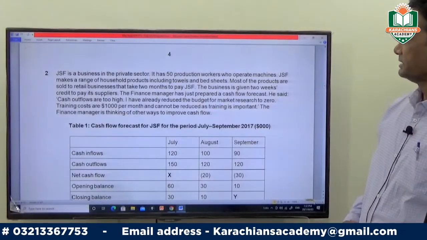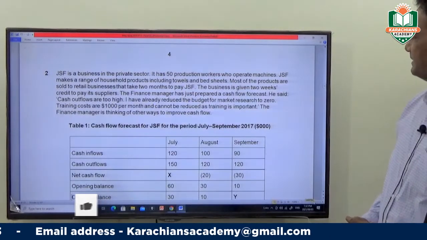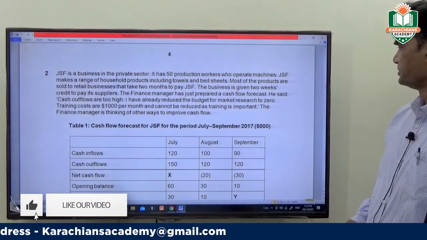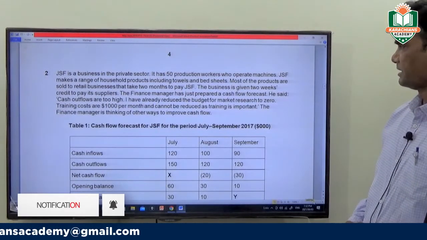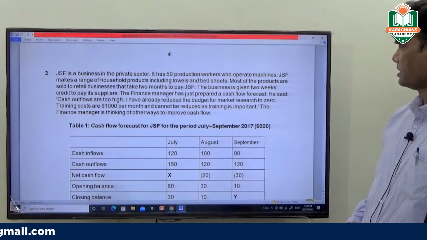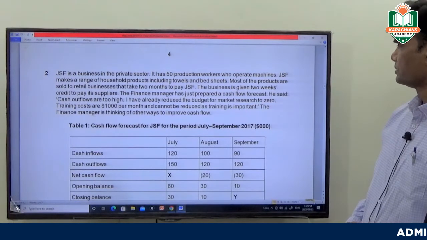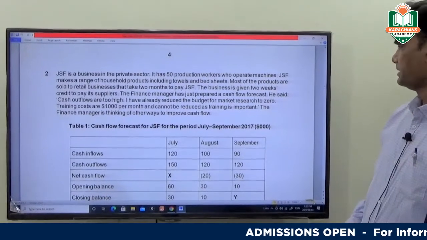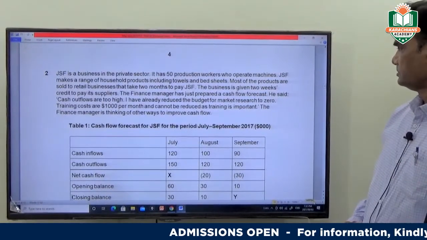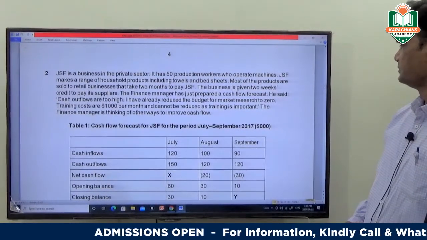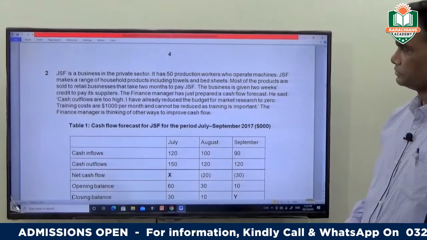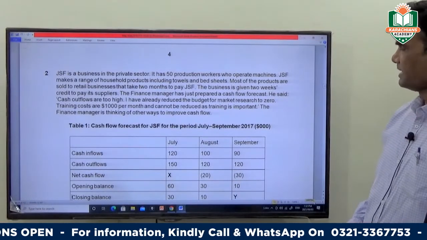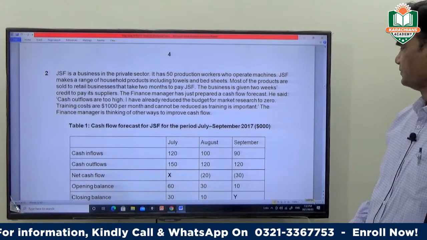JSF is a business in the private sector. It has 50 production workers who operate machines. JSF makes a range of household products including towels and bed sheets. Most of the products are sold to retail businesses that take 2 months to pay JSF. The business is given 2 weeks credit to pay its suppliers. The finance manager has just prepared a cash flow forecast.